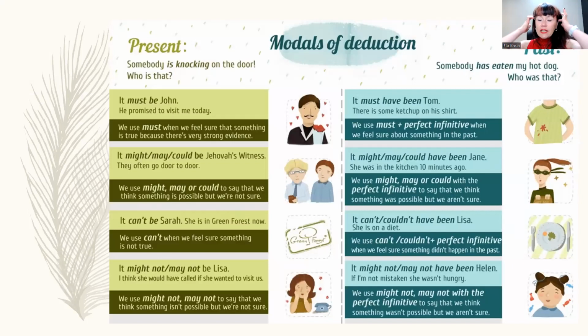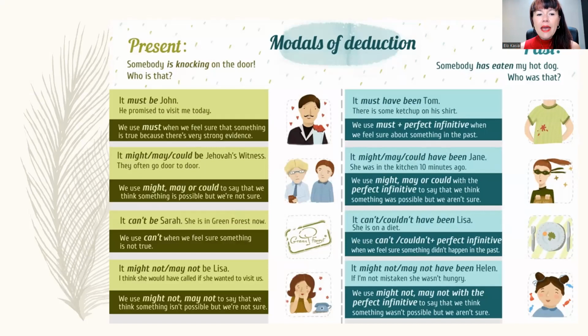Now, I've got a good slide here to compare modals of deduction in the present and modals of deduction in the past. Have a look. Modals of deduction in the present. Somebody is knocking on the door. Who is that? It must be John. He promised to visit me today, so it must be John. I am sure it's John. We use must when we feel sure that something is true because there is very strong evidence.